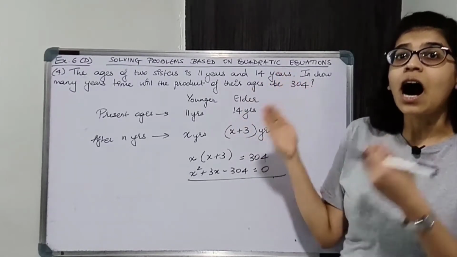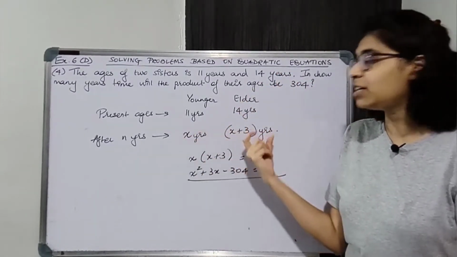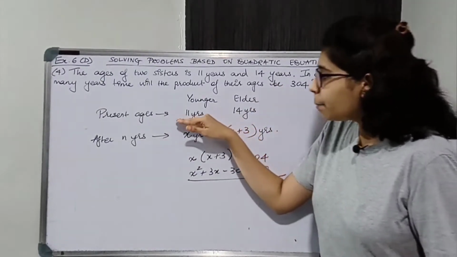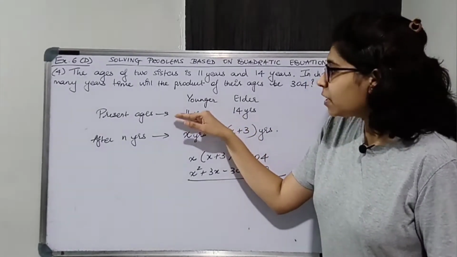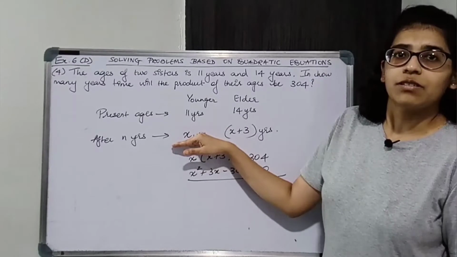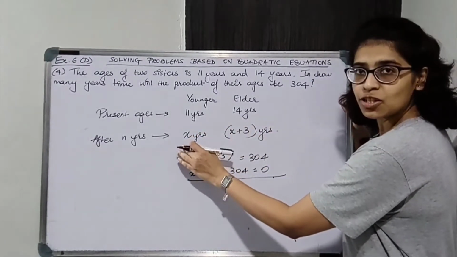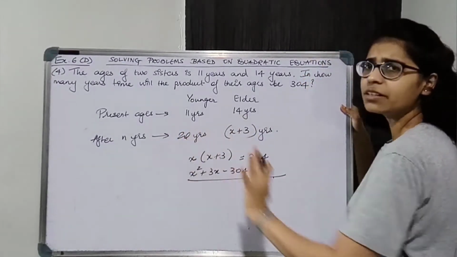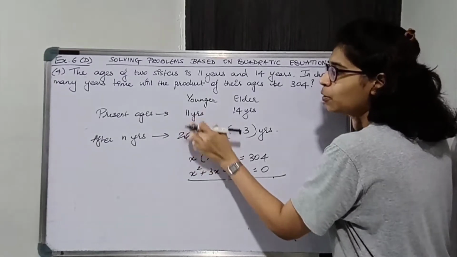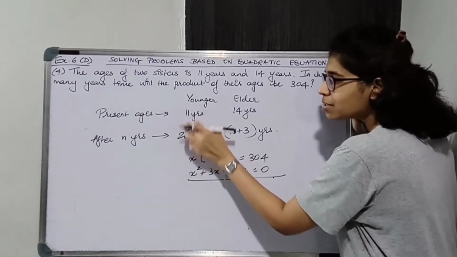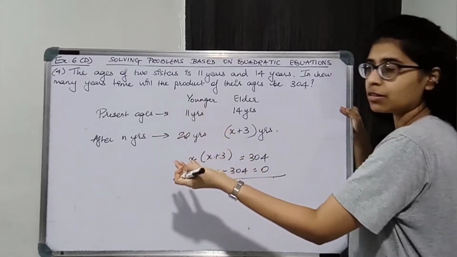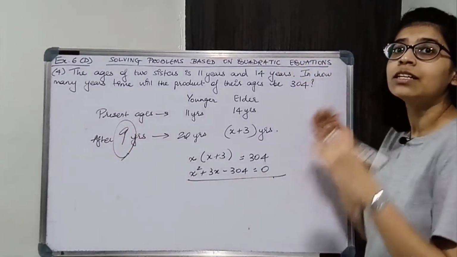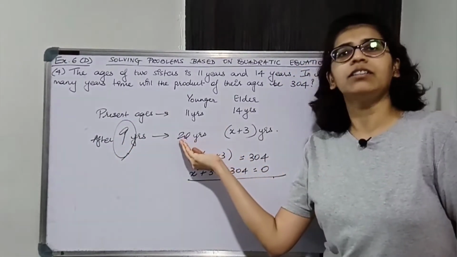Now, they have not asked the ages over here. They have asked in how many years time will the product of their ages be 304. That is after how many years. So right now the age is 11. After n years, what will be the age of the younger sister? So we will get x. Let's say we got x as 20. Just assume. Okay, let's say we are getting 20. Now from the gap you can easily say what is the gap? 20 minus 11, 9 years. So you can easily find the number of years by finding the age.